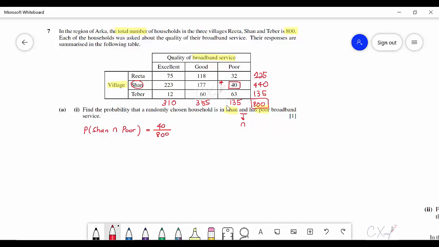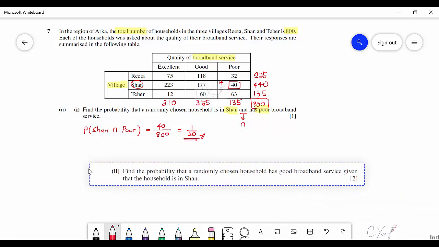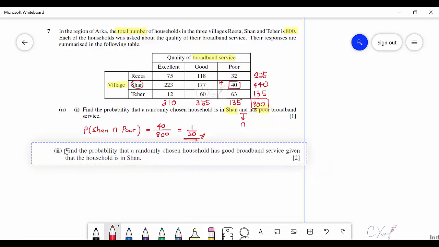Okay, when you want to find the probability, you divide it by total, right? The value 40 divided by total. So for this case, we are going to divide it by grand total 800. So the value that you get should be 1 over 20. Right, so this is first question. Okay, then we go to part number 2. Question A, part number 2.